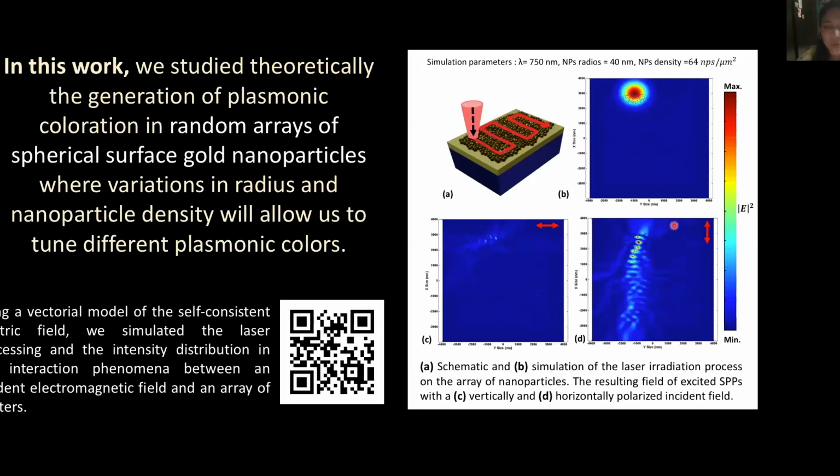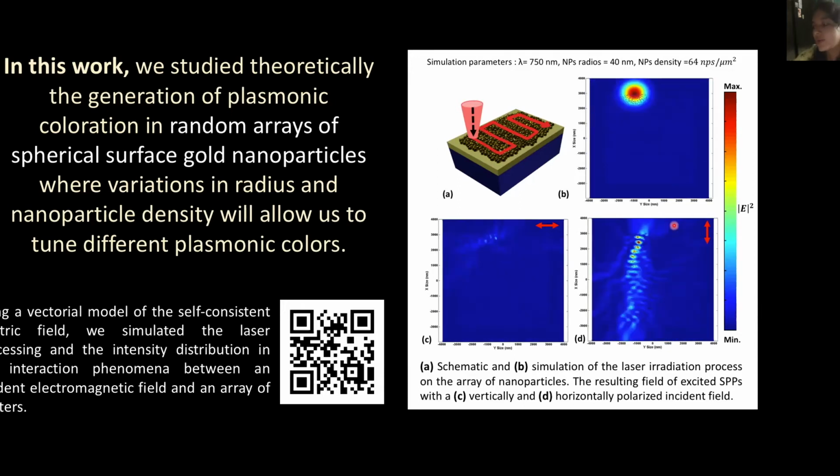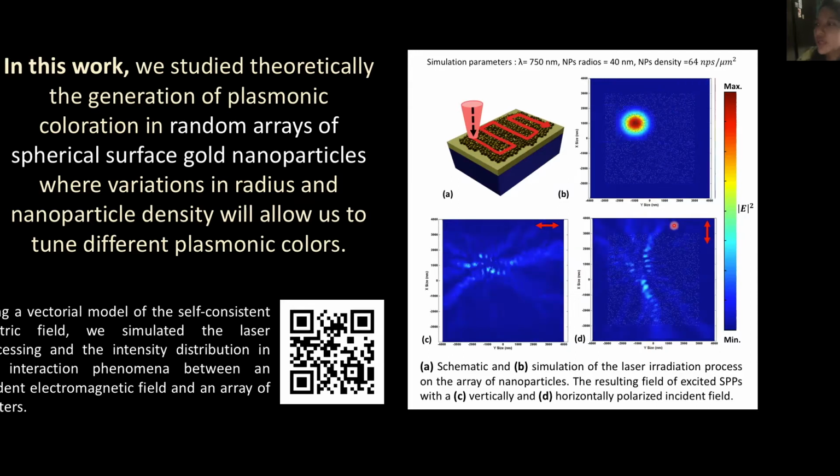In this work, we demonstrated a theoretical approach to the laser printing of plasmonic color using random arrays of spherical gold nanoparticles placed on a thin gold film and whose average density can be modified by laser irradiation. The main idea was to propose an optimal design for their fabrication, where variation of the radius and density of nanoparticles will allow us to tune different plasmonic colors.